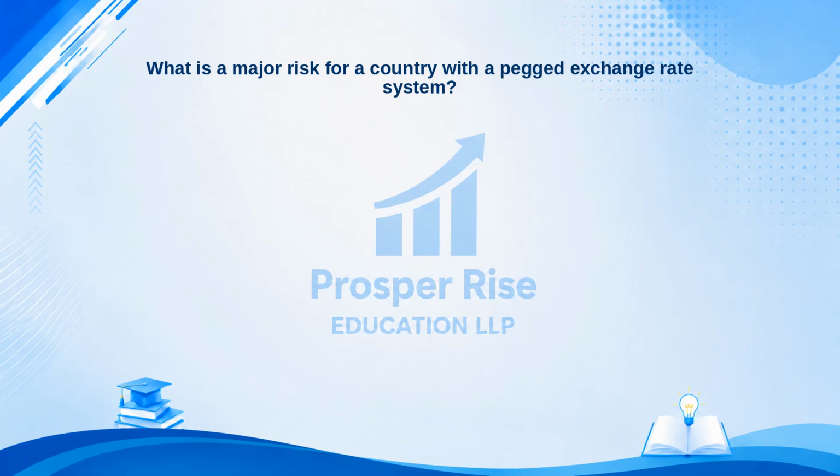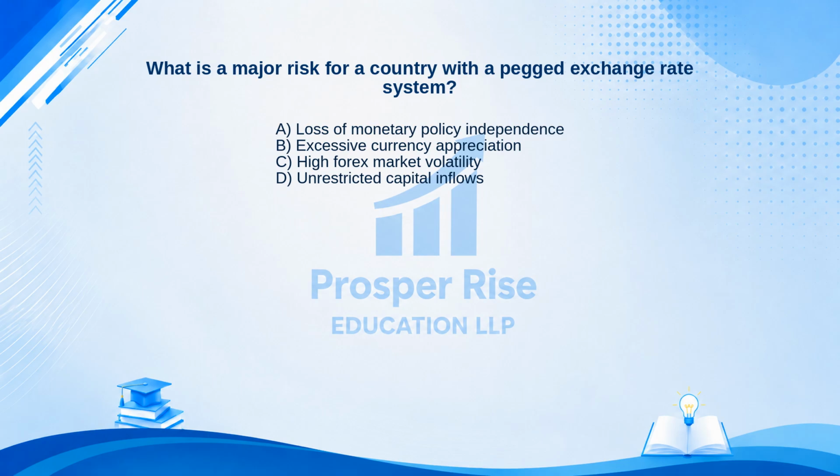What is a major risk for a country with a pegged exchange rate system? Here are your options. A. Loss of monetary policy independence. B. Excessive currency appreciation. C. High Forex market volatility. Or D. Unrestricted capital inflows. Take a moment to pause the video and decide.